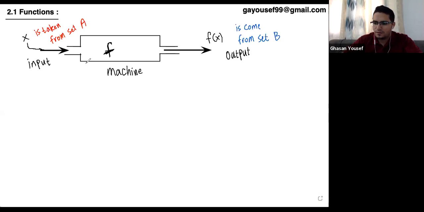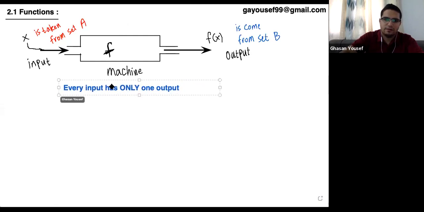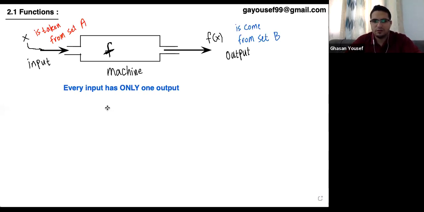Okay, so every input, we have to know also, every input has only one output. This is very important. I mean, we cannot plug in one input and get two outputs. Every input has only one output, not two outputs.